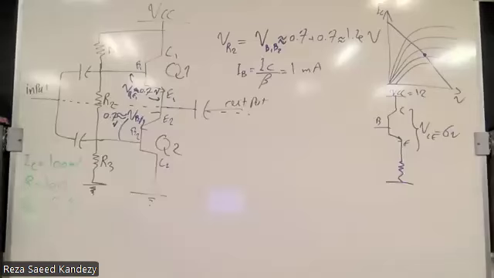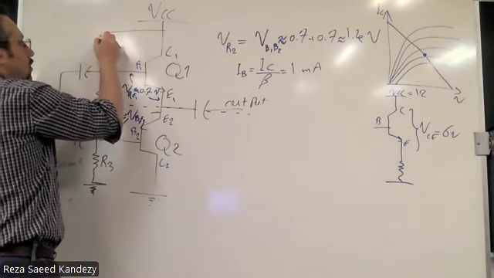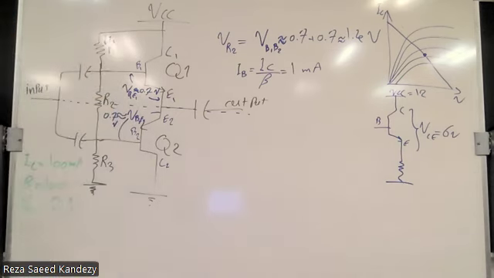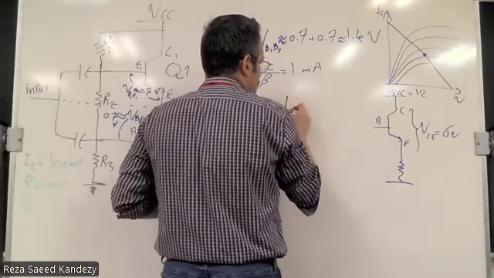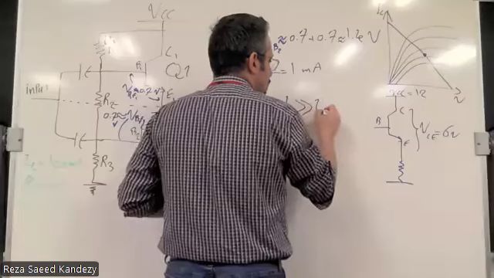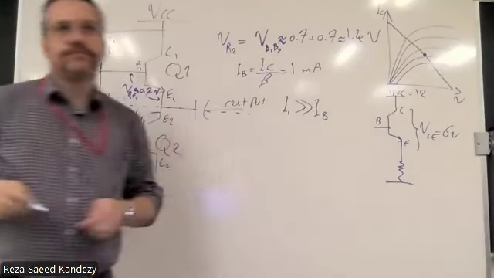Are we good on that? Is that clear, the condition? Okay, so how can we do that? By simply designing the voltage divider in a way that the current going through here, let's say I1, is going to be much larger than the base current. So we want I1 to be much larger than the base currents.